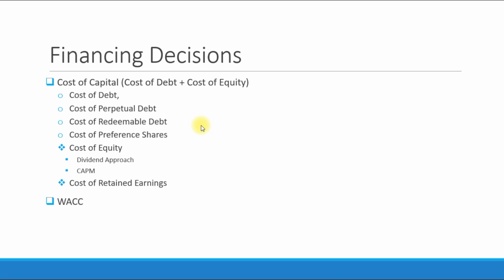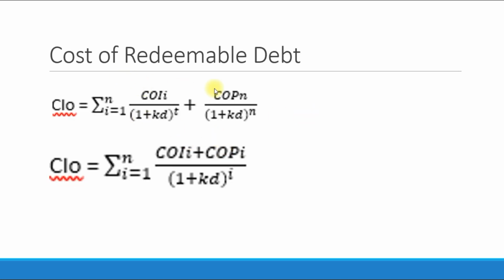Cost of redeemable debt, which is the cost of debt for interest paid in installments as well as principal repaid in a lump sum at the time of maturity, is expressed by a formula. We'll see what it is. So, cost of redeemable debt.